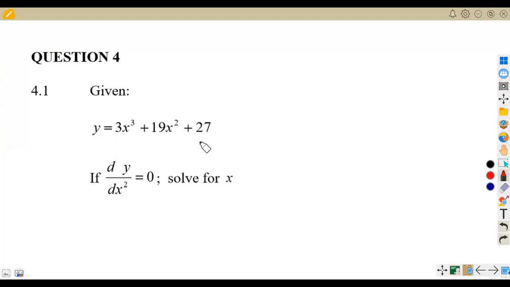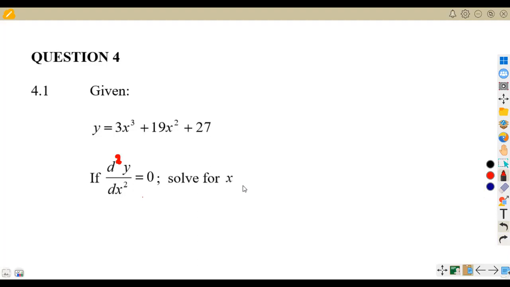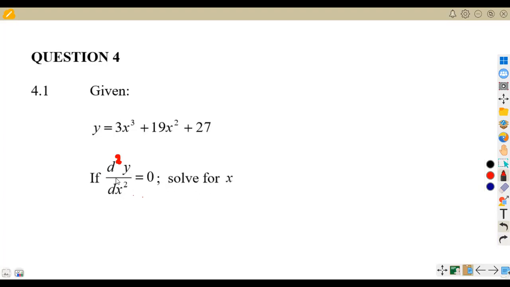The first part, we are given y is equal to 3x to the exponent of 3 plus 19x to the exponent of 2 plus 27. This is supposed to be the second derivative, d squared y over dx squared, equal to 0. Solve for x. Knowing that the second derivative is obtained from the first derivative, what you need is to find the first derivative of y with respect to x first.